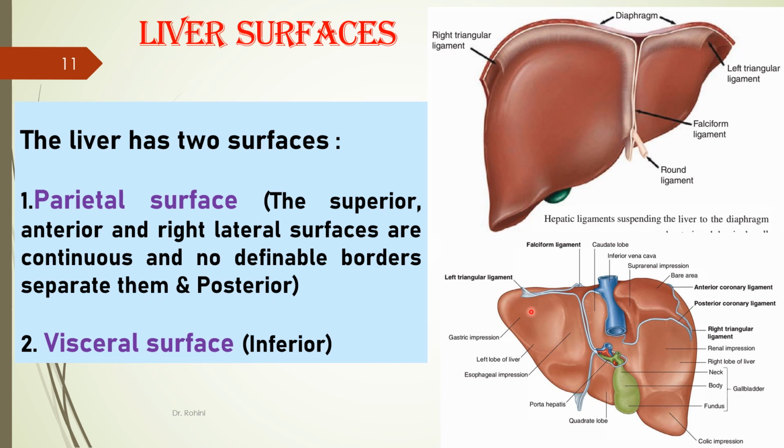The visceral surface is this one. This inferior surface is called the visceral surface, where all the nearby viscera are related. The parietal surface includes the superior surface, the anterior surface and the right lateral surface, and behind will be the posterior surface. This is all parietal. In some books it is given as parietal and visceral. In some books it is given as superior, anterior, right lateral, posterior and inferior or visceral. So you can go according to your book.